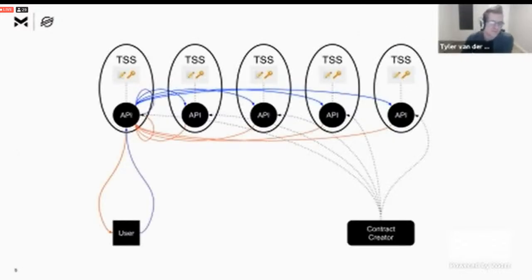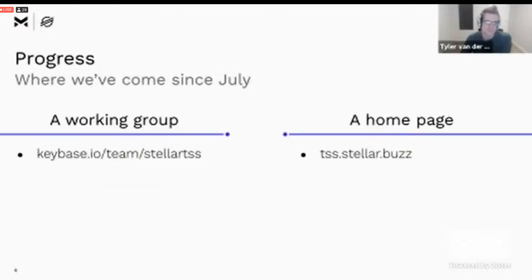Maybe you've seen this slide, a bit of a mess, but don't worry, it's gotten even messier. We're going to go through how this particular diagram has changed over the past few months with Turing signing servers. So where are we since July? From where we were, we now have a working group. We have a group of folks that have gathered around the idea of decentralized transaction creation. And you can find that team.